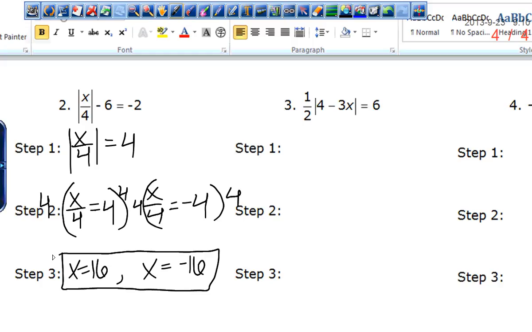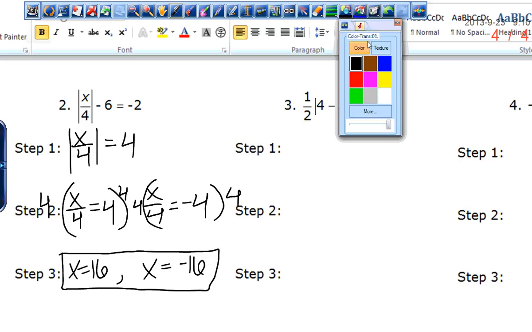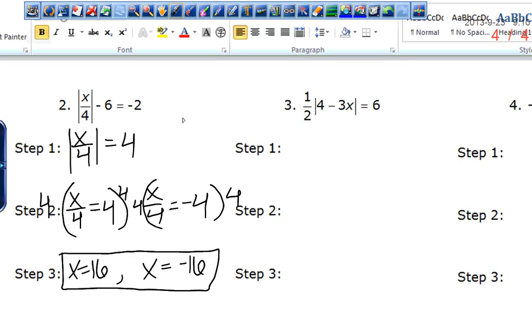Number 2. Or 3, rather. What do we do first? Get it by itself. So that means divide by 1/2. No, first you have to distribute. When you multiply everything by 2 to get rid of the 1/2, we can't distribute because it's not parentheses, it's absolute value bars. So we can't do that.